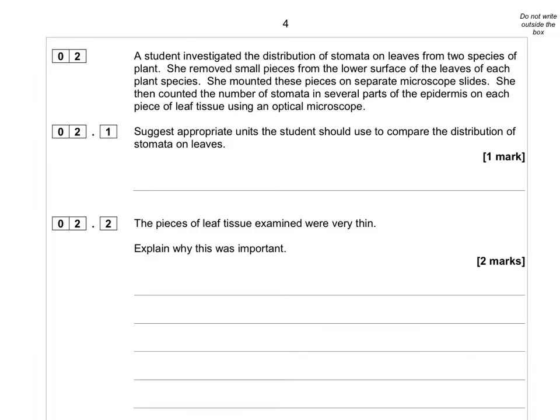Question 2, and it talks about the distribution of stomata on leaves. Okay, so it talks about 2 species, and they removed small pieces from the lower surface of the leaves and mounted them on a microscope slide, then counted the number of stomata in several parts of the epidermis using an optical microscope. And it says, suggest appropriate units the student should use to compare the distribution. Okay, well, that's going to be apparatus and techniques. So you would have used an optical microscope, but also you might have looked at gas exchange as well and looked at structure of stomata.